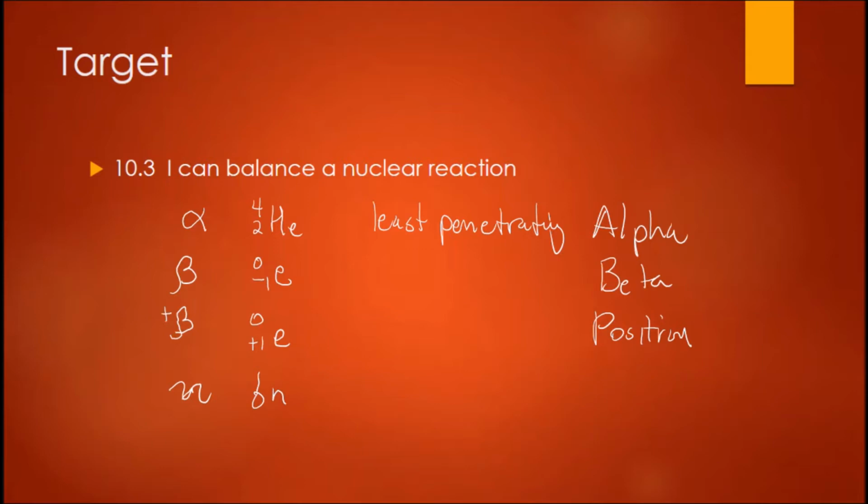1, 0, neutron. So a neutron can be spat out of the nucleus as well. That's like an n, like an italic n. I'm sorry, I'll do it again. That's a 1, 0 neutron. And then finally, what looks like a y is actually the letter gamma in Greek. And gamma is the most penetrating.